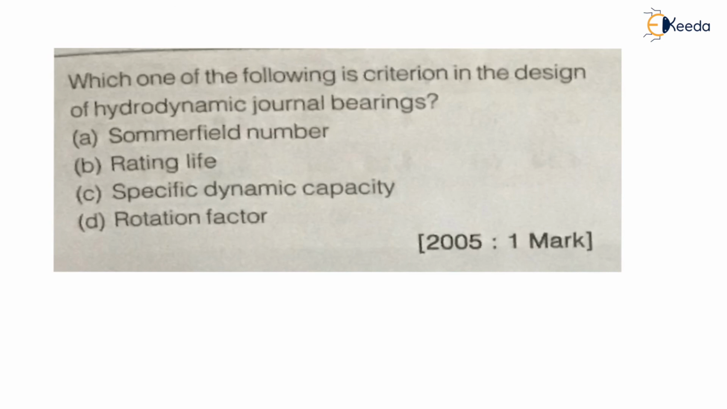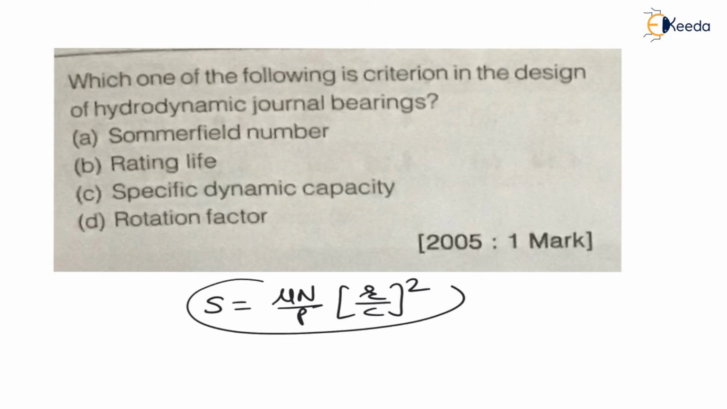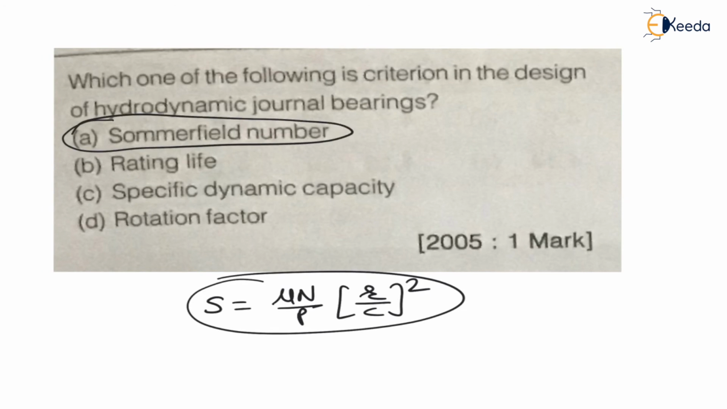The next question on sliding contact bearing was asked in GATE 2005 for 1 mark. The question is, which of the following is a criterion in the design of a hydrodynamic journal bearing? Journal bearing is nothing but a sliding contact bearing. In the case of sliding contact bearing, the Sommerfeld number, which is mu n divided by p into (r by c) whole squared, where mu is viscosity, n is speed of shaft, p is bearing pressure, r is radius of shaft, c is radial clearance. This Sommerfeld number is used as a design number or design criterion. Therefore, option A is the correct choice for this question.